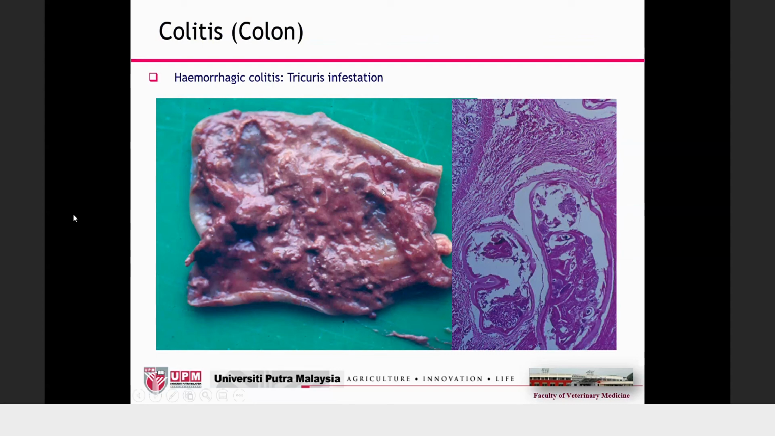In cases of Trichuris infestation, again, there is a slide there, you can see the whipworm there. And when you do histology, you can see the presence of the whipworm. So usually in this case, sometimes in cases of Trichuris infestation, there are more accidental findings. Accidental finding means that the animal might die of something else. When you conduct necropsy, postmortem, you observe the presence of the parasite in the colon.